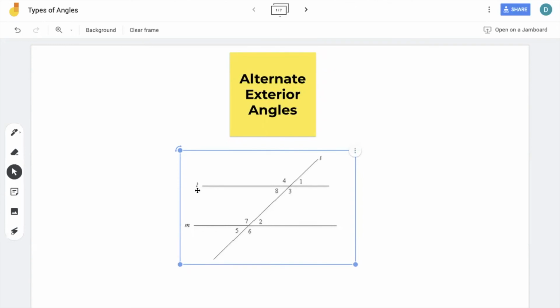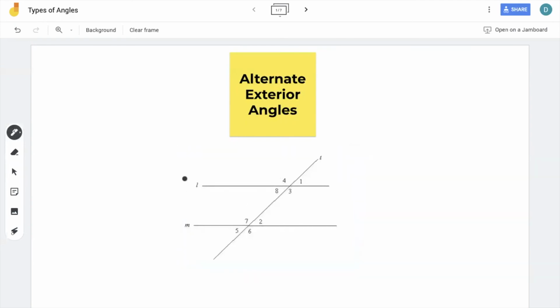Basically, you have two parallel lines, L and M, and they are cut by this line T, which is known as a transversal. And so because of that, there are 8 different angles that are formed between the transversal and lines L and M, 4 for each line. So let's take a look at what alternate exterior angles are. Now, what do they mean by exterior? Well, exterior basically means this side of the line L and this side of the line M. So above L and below M.